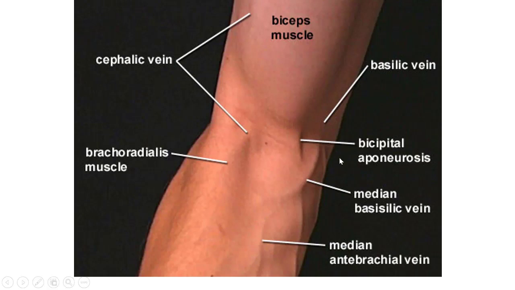Now about the axillary vein. Here you can see two veins. These two veins are the superficial veins in the upper limb: the cephalic in the radial or lateral part, and the basilic in the medial or ulnar part of the upper limb.